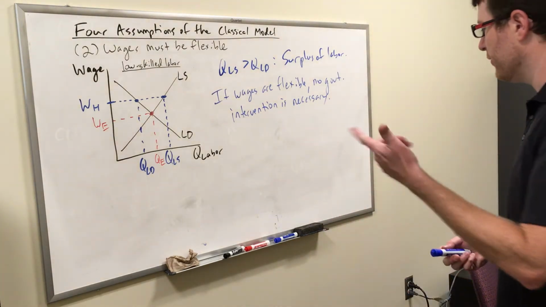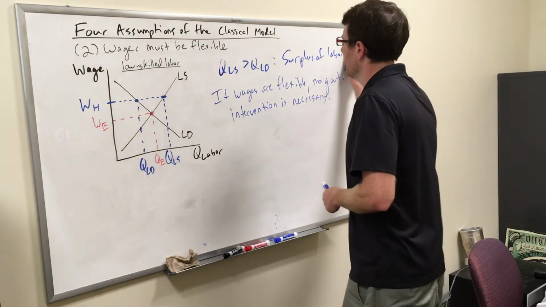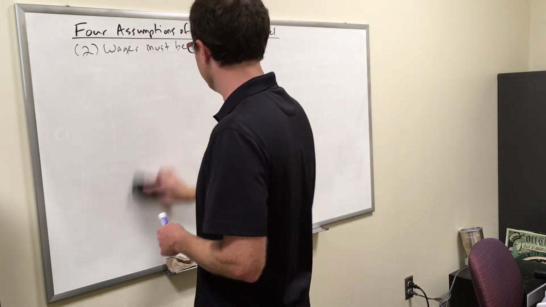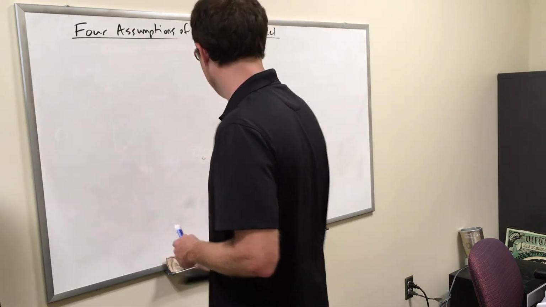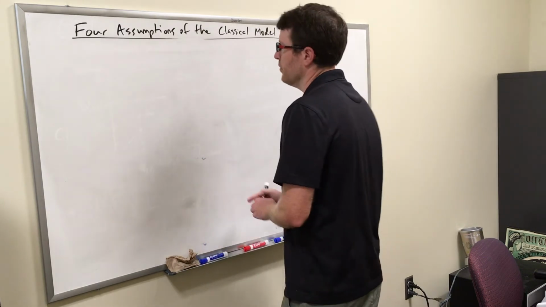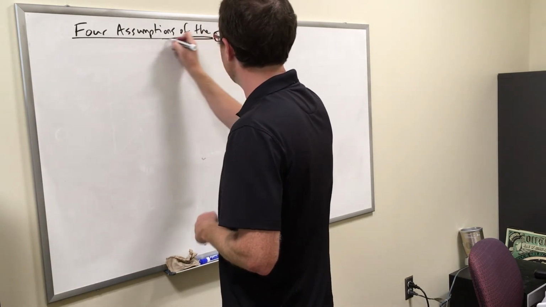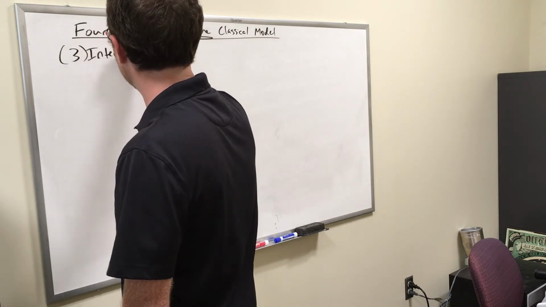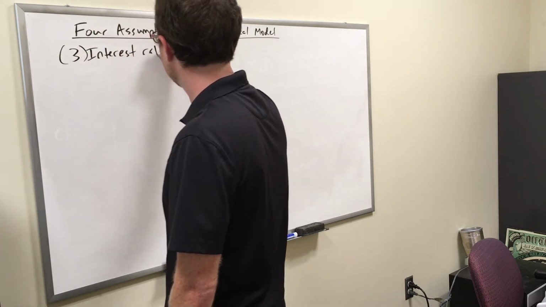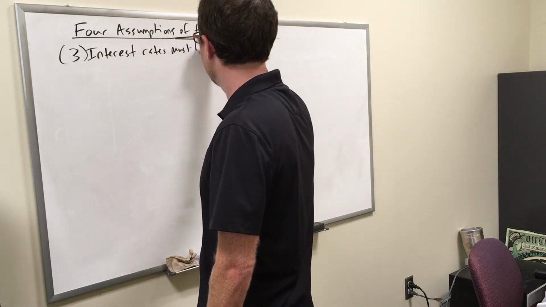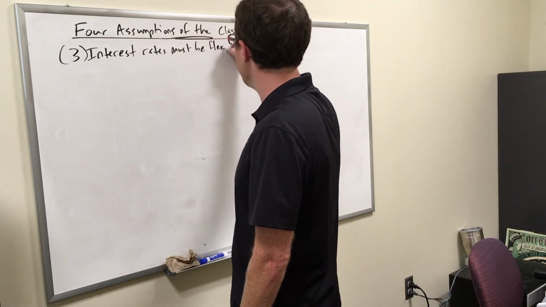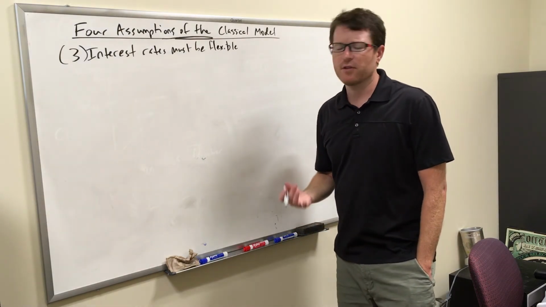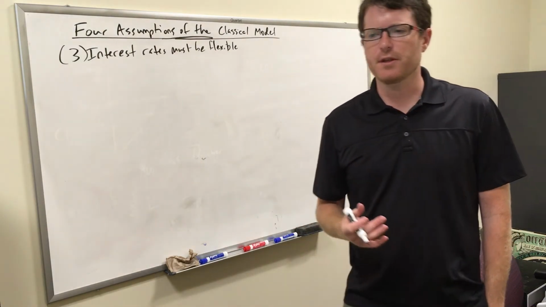So prices must be flexible, wages must be flexible. And then it's the third one that's actually the most crucial. The third one is the one that really explains the biggest difference between what you're going to see in Chapter 9 and Chapter 10. So the third one is that interest rates must be flexible. And all of these things really need to happen for classical economics to work, for classical economics to be correct.